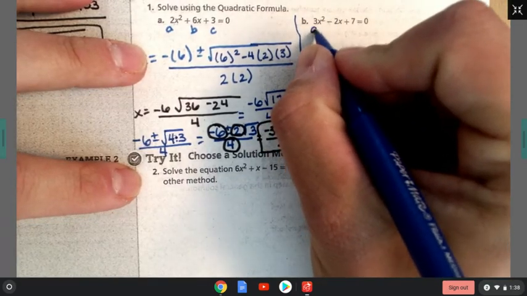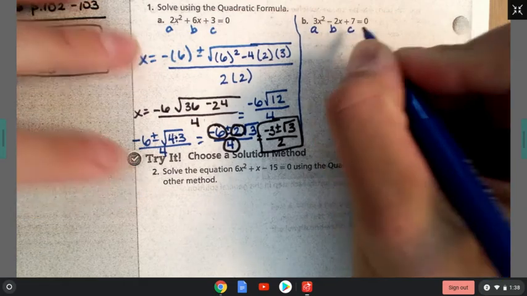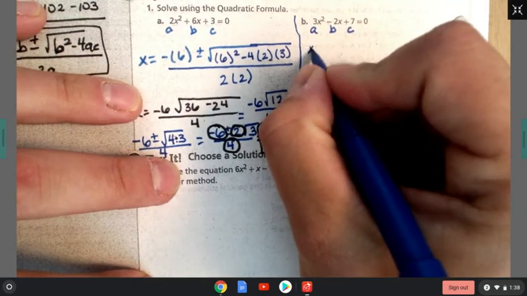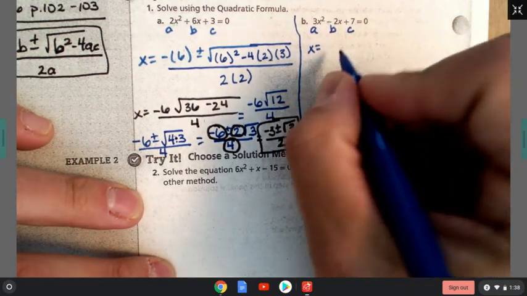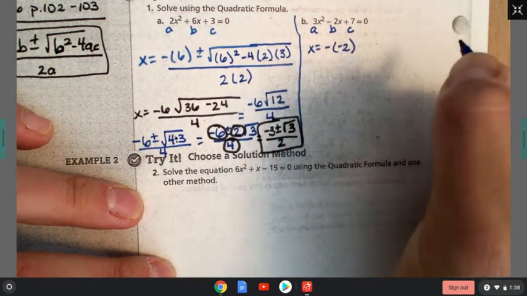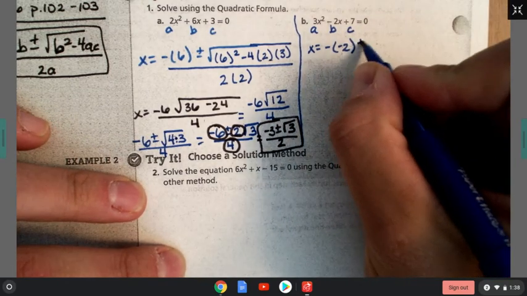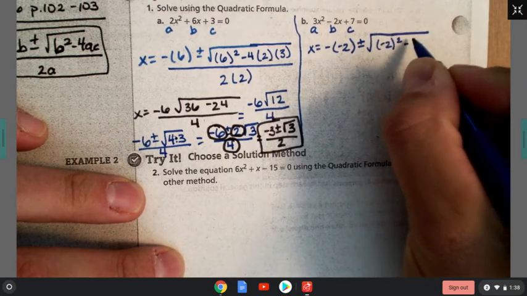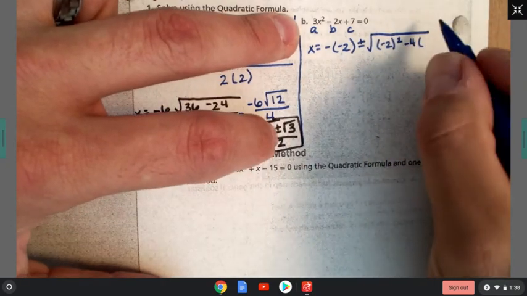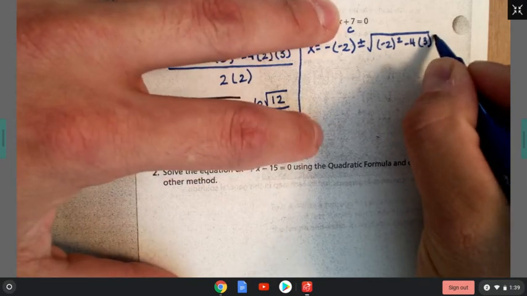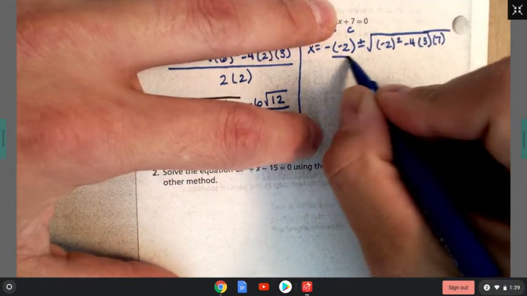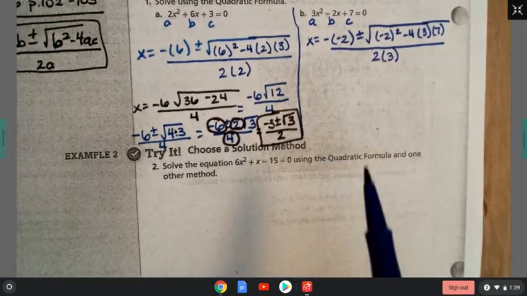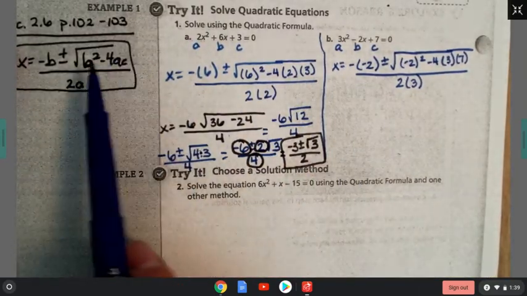So a is always in front of x squared, b is in front of x, c doesn't have a variable. So I plug it all in. X equals negative b, but b is already negative 2. So negative negative 2 plus or minus the square root of b squared minus 4, a is 3, c is 7, all over 2a, which is 3. Again, I just plugged all these numbers, a, b, and c, into this equation.